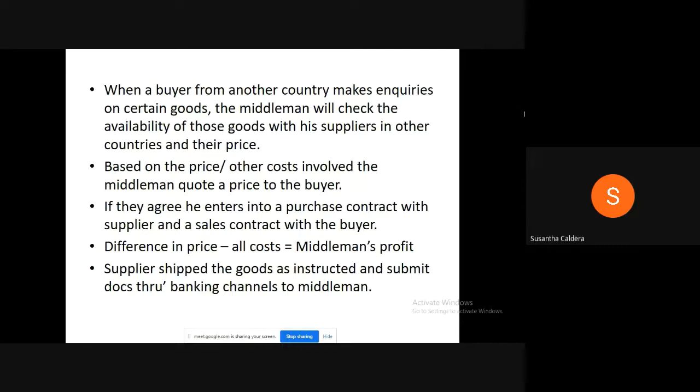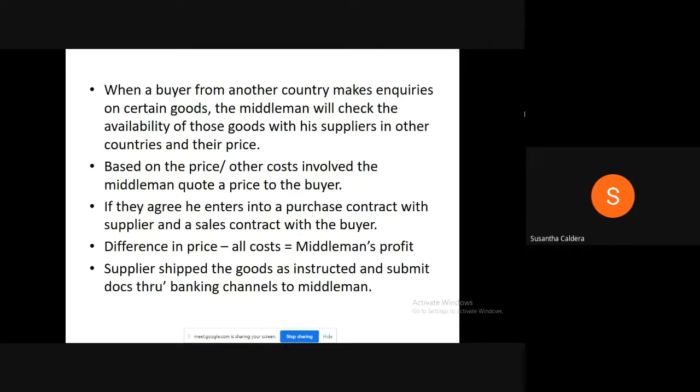We buy it at 2, we sell it at 8. What is the difference in price? 6. 6 minus all cost. Cost is another 2. 6 minus 2 is the middleman's profit, that is 4. Right?